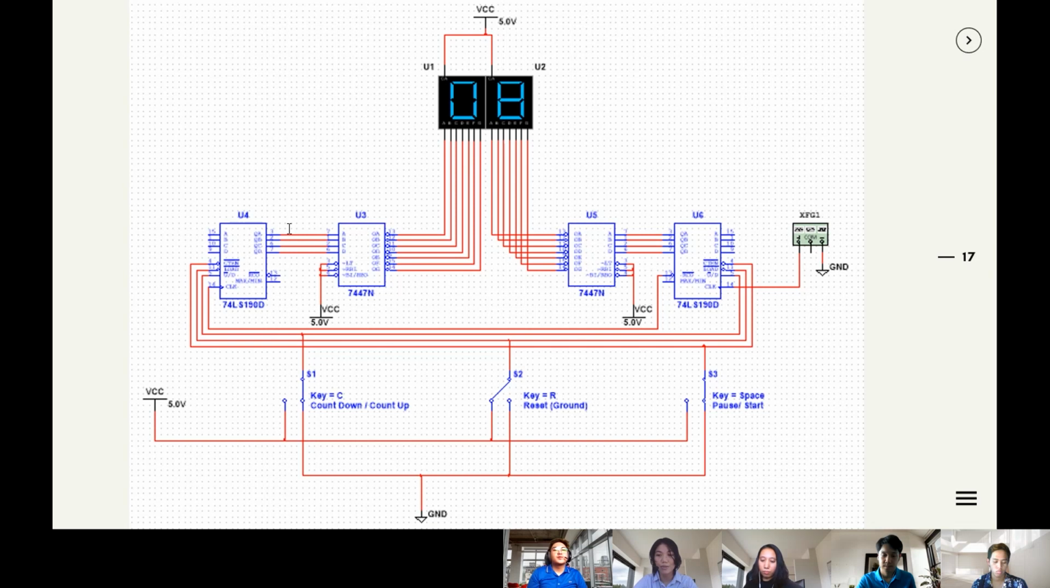The count up, down, reset, and pause functions can be applied to the circuit with their corresponding switches. The switches allow users to switch between logic high and logic low. So switch 1 is for reversing the direction of the counting, switch 2 is for the reset option, and lastly, switch 3 is for pausing the counting process.